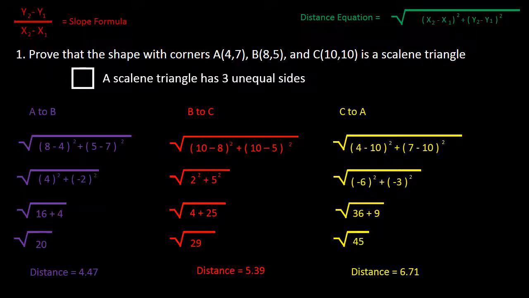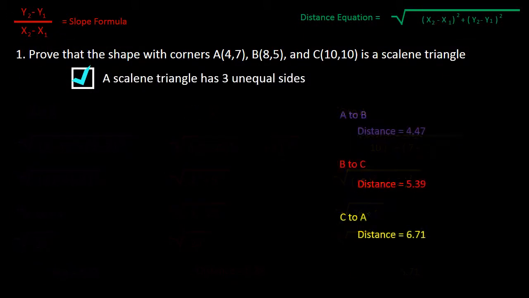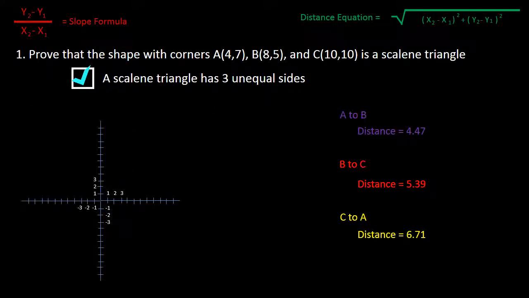The math is given and the ending results show 3 unequal sides. We'll now graph it. First, we will draw line AB in purple, then line BC in red, and finally line CA in yellow, showing our scalene triangle.